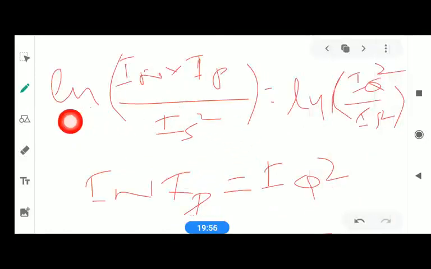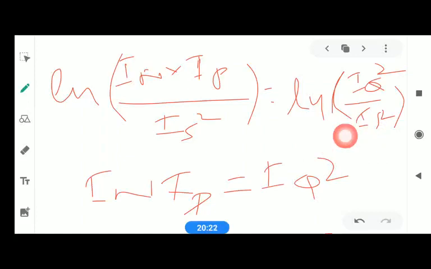You can see ln of In into Ip divided by Is, we are squaring, it will become Is square, and on this side you have 2 ln of Iq by Is. If you take this to this side, it will become Iq square by Is square, right? We know that 2 ln of A is equal to what?